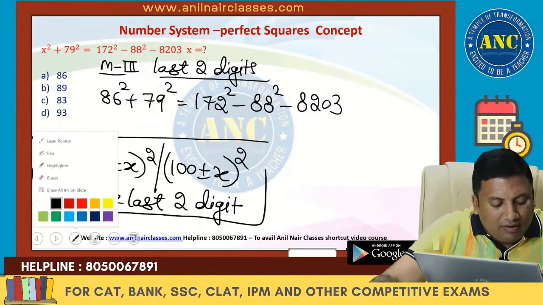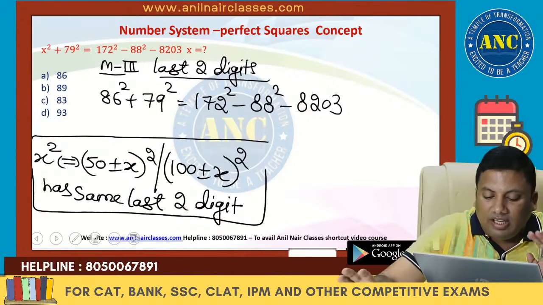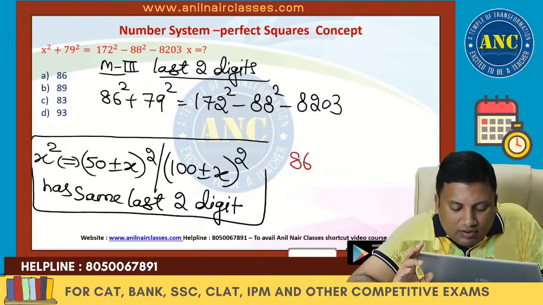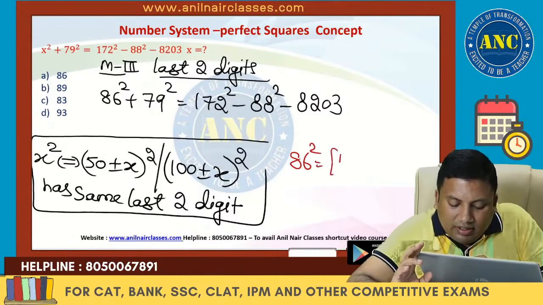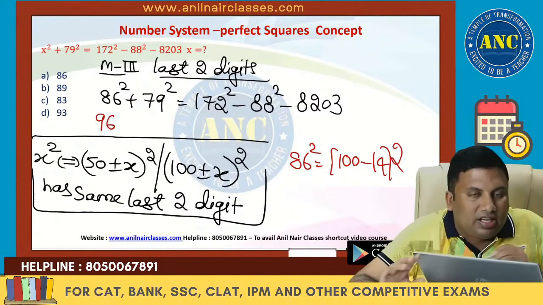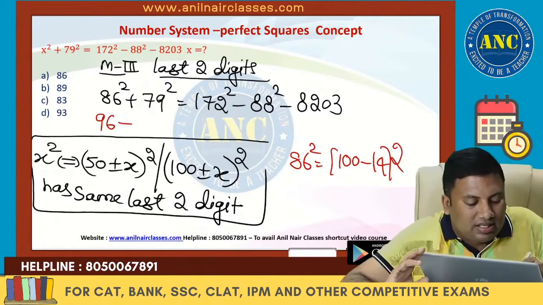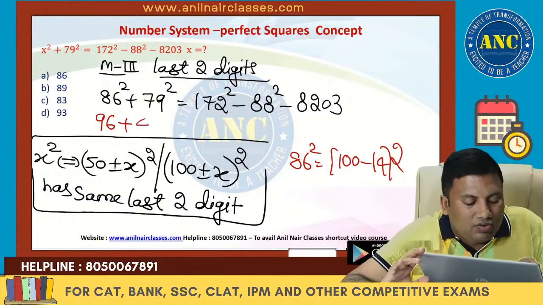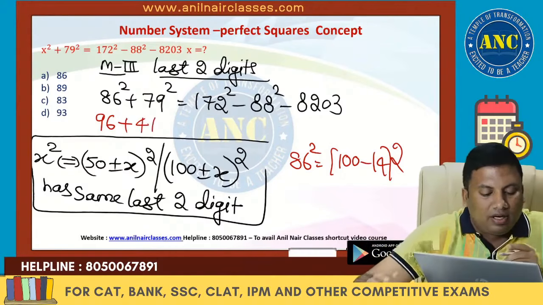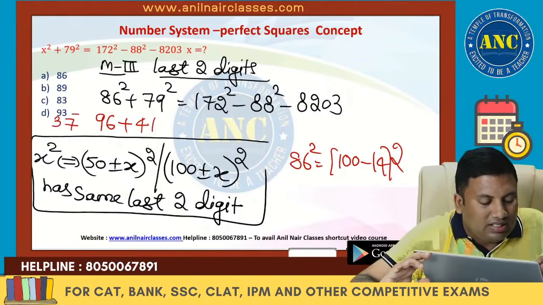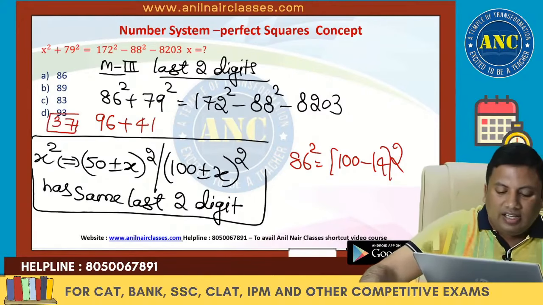Listen carefully. Without even doing 86 square, 79 square, how am I doing it? 86 is nothing but 100 minus 14, so 14 square and 86 square have the same last two digits. 14 square is 196. 79 is 21 less than 100. 21 square is 441. So 96 plus 41 is 137. Last two digits on the left hand side is 37.